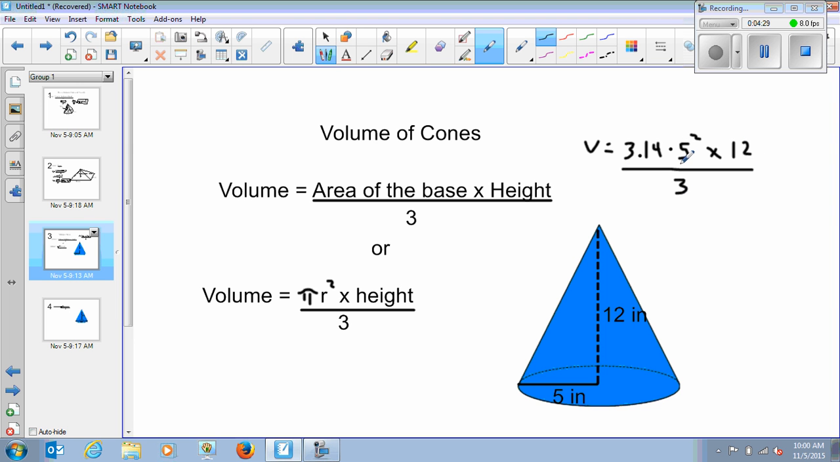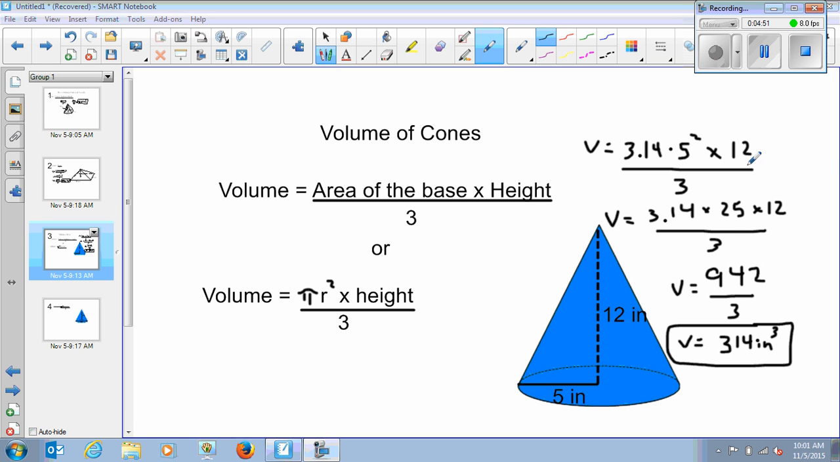So let's go ahead and start multiplying. 5 squared is going to give us 25. So we'll have 3.14 times 25 times 12 divided by 3. So go ahead and see if you can do that in your calculator. Hit pause and then check your math to see if it's the same as mine.